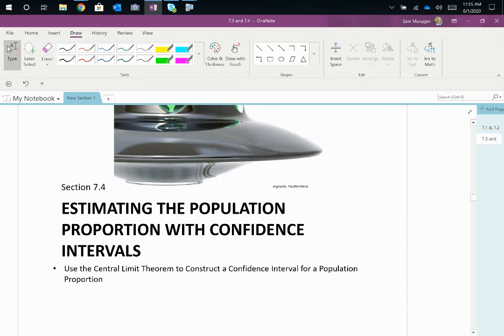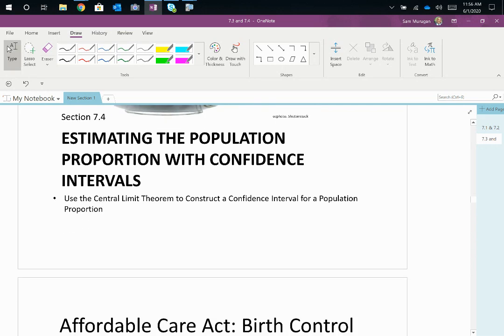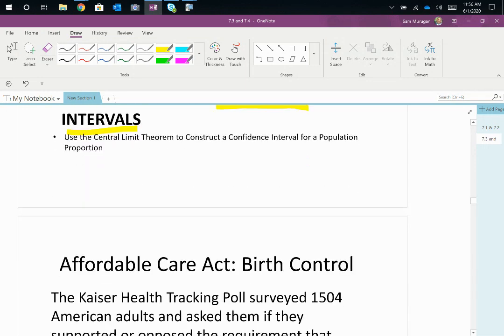Now, there's something called confidence intervals, and I want to elaborate on that in chapter 7.4, a relatively short chapter.